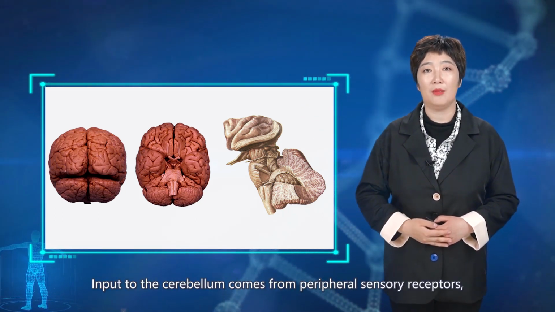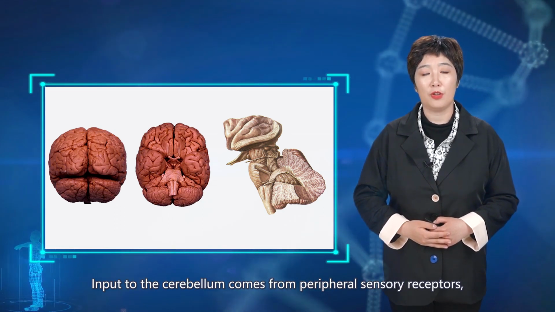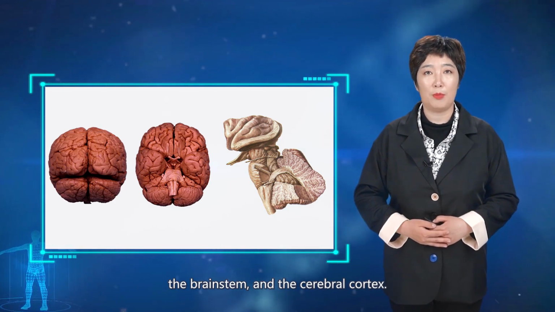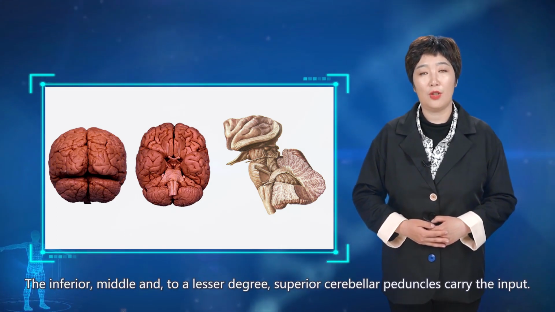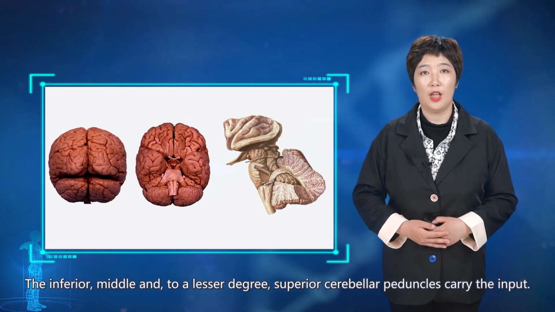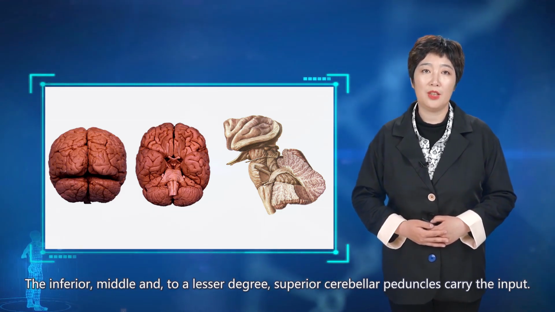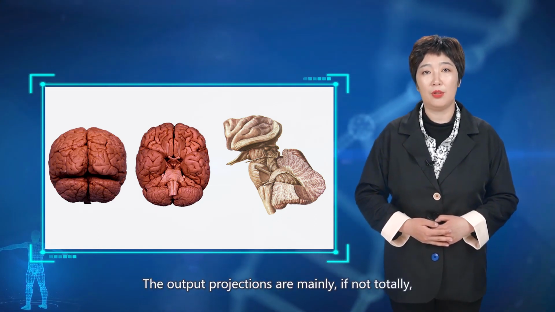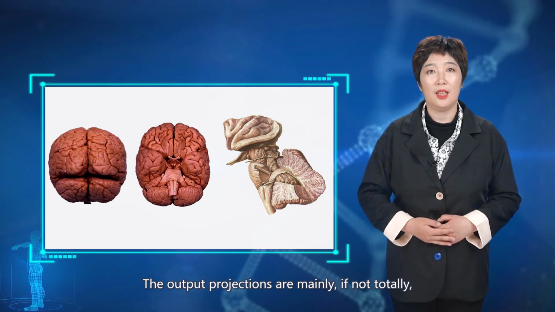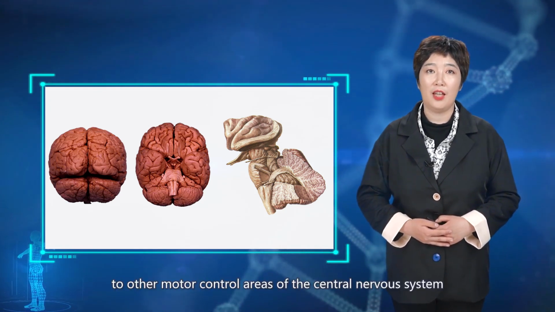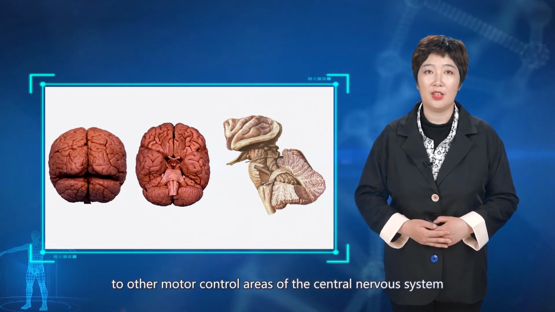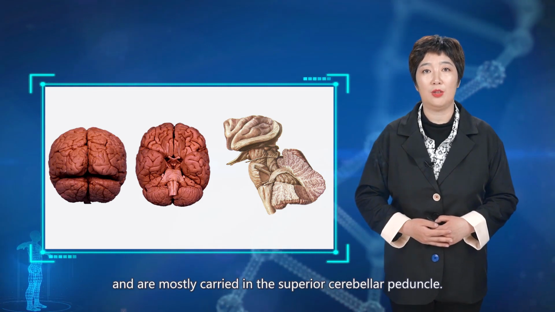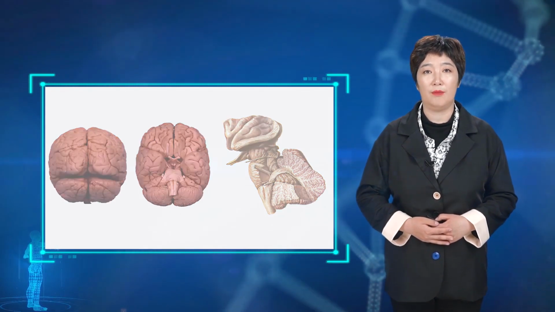Input to the cerebellum comes from peripheral sensory receptors, the brainstem and the cerebral cortex. The inferior, middle, and to a lesser degree, superior cerebellar peduncles carry the input. The output projections are mainly, if not totally, to other motor control areas of the central nervous system and are mostly carried in the superior cerebellar peduncles.